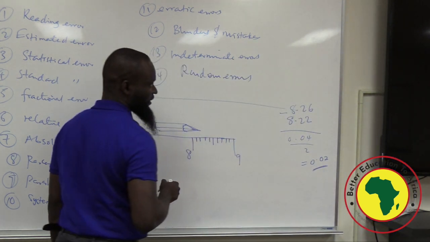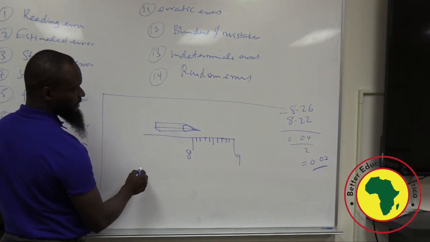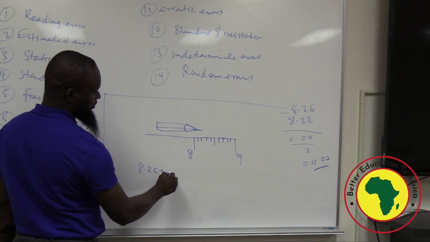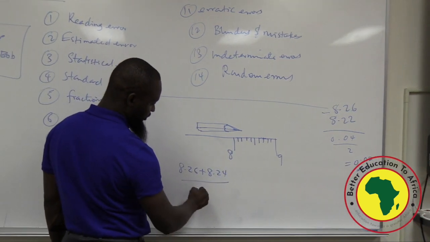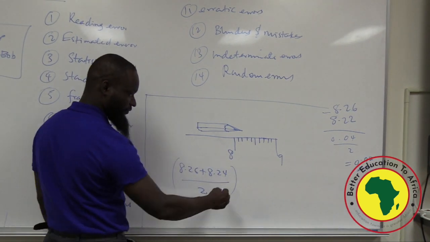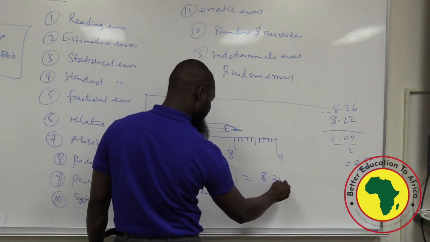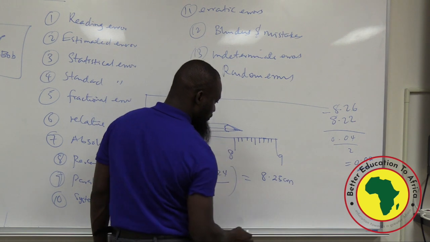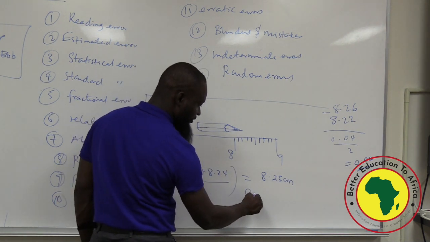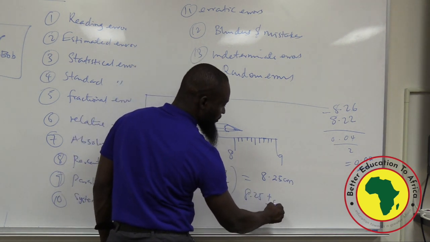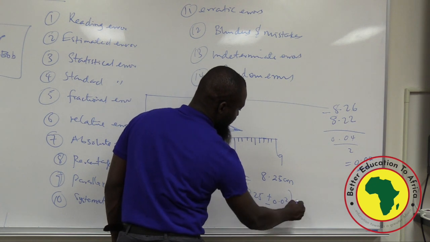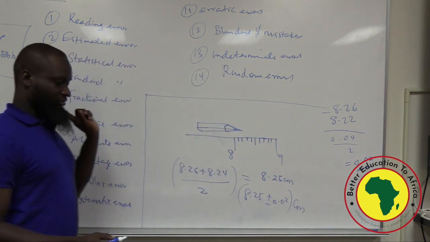So I'm going to take 8.26 plus 8.24 divided by 2 also, to give me an average. That gives me 8.25 centimeters. So the reading I get from there is 8.25 plus or minus 0.02 centimeters. This is what we call reading error.